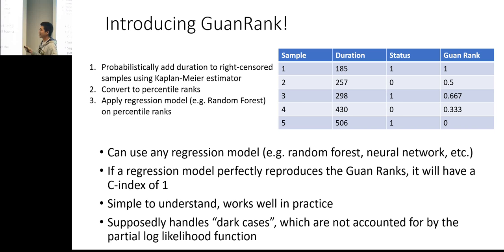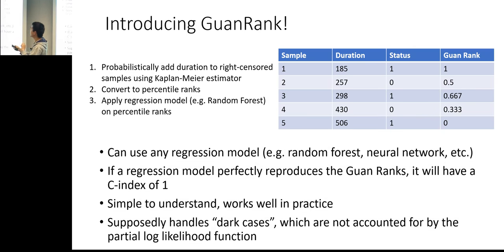Now, the GuanRank is a little bit different. It makes a little bit less sense, but when you wrap your head around it, it kind of makes sense. So now, the order goes from sample 1, you know that guy died first. Then sample 3 dies second. Then sample 2 died third, sample 4 died fourth, and sample 5 still died last. So you notice now these two guys over here, they switch order.